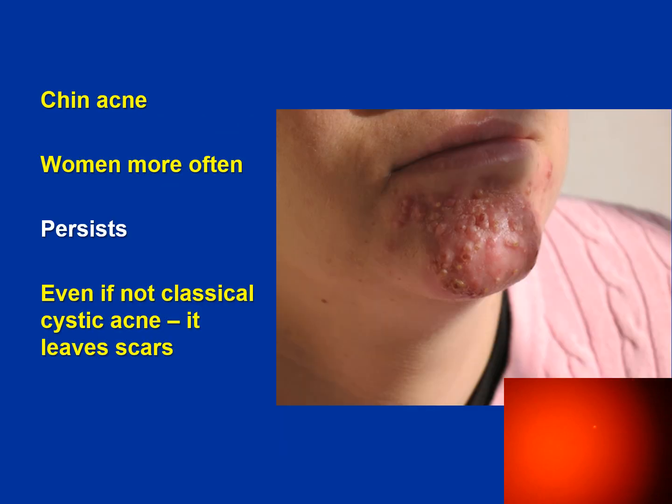The slide shows a woman who has persistent acne affecting mainly the chin. Chin acne tends to occur more often in women and it persists. Most women without treatment will not grow out of it until they are in their 30s or maybe even 40s. Without treatment, by the time they grow out of it, they'll be left with a lot of scars.